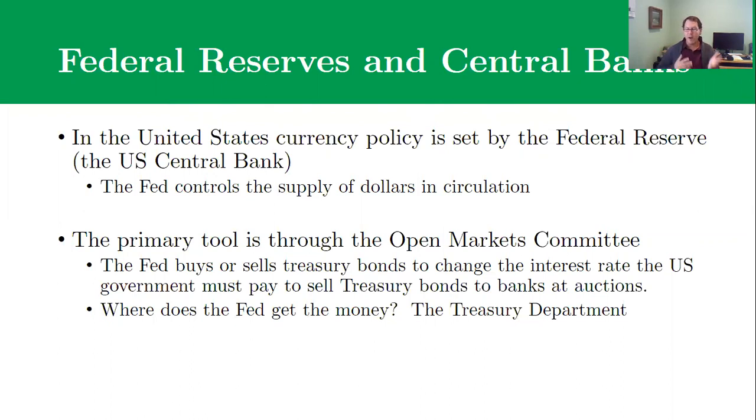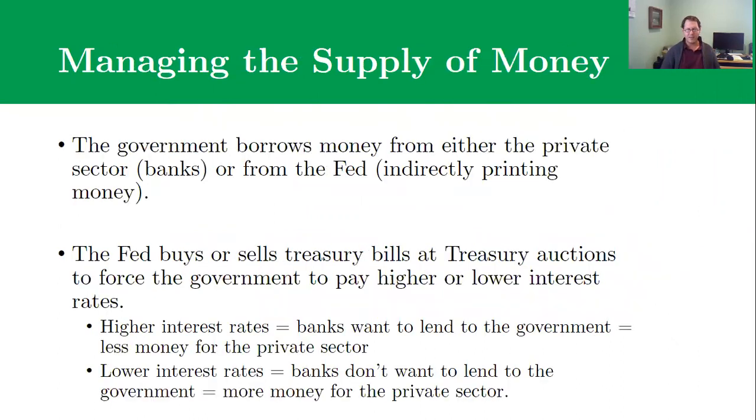And you might ask the question, well, where does the Federal Reserve get its money to do that? And the answer is the Treasury Department. But let me walk you through what that process looks like in a little bit more detail. Okay, so the way that this works is that the US government needs to borrow money, right? US government runs deficits, and it has essentially two choices for where it can get that money. It can borrow that money from the Federal Reserve, which will print money indirectly.